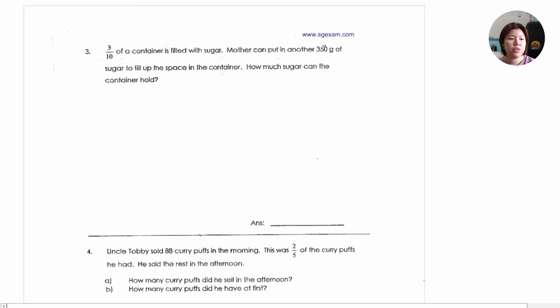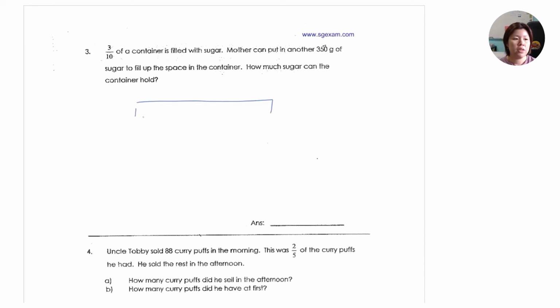Okay, let's move on to the next one. 3/10 of the container is filled with sugar. And when Mommy put in 350 grams of sugar to fill up the space, it totally filled up the container. How much sugar can the container hold?